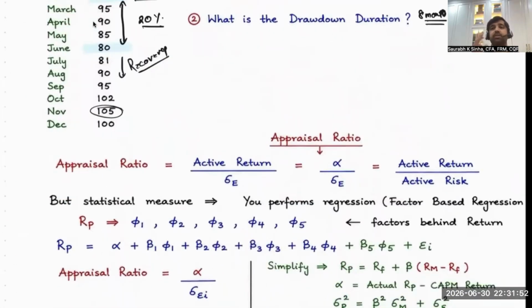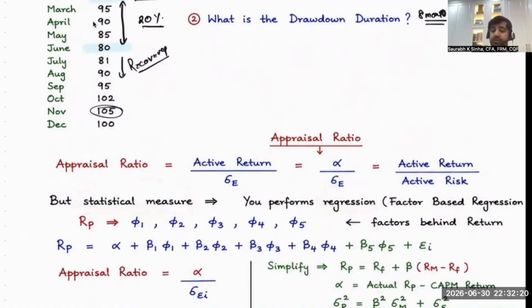If you try to understand appraisal ratio, you can start with information ratio, which says that you do active return upon active risk. But the definition of active return and active risk in appraisal ratio is very different. What is an information ratio? Information ratio, it is very simple, plain vanilla mathematics. But in appraisal ratio, it is a statistical measure. It is a pure statistical measure which comes from regression.